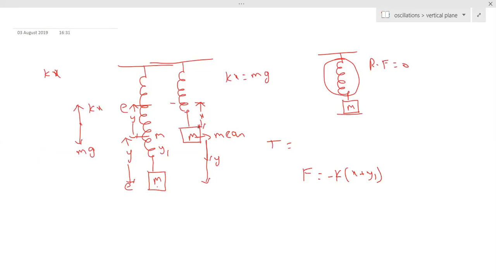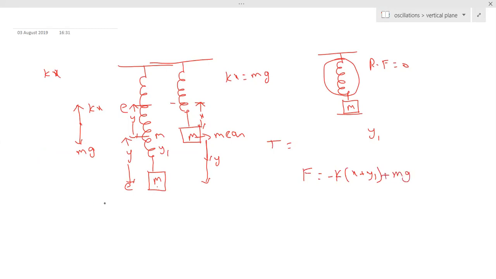Now to this, see, what did I do? I took that y1 is the displacement at some instant. So to this x, the spring extended further by an amount of y1. Then the restoring force will be minus k into x plus y1 plus mg.